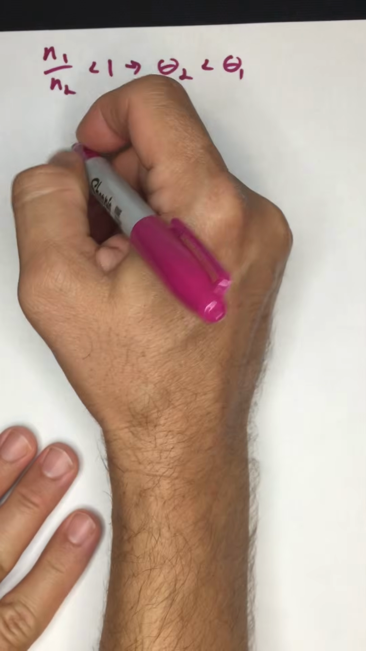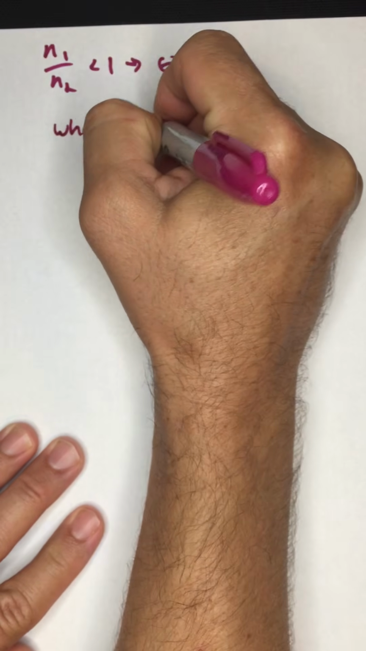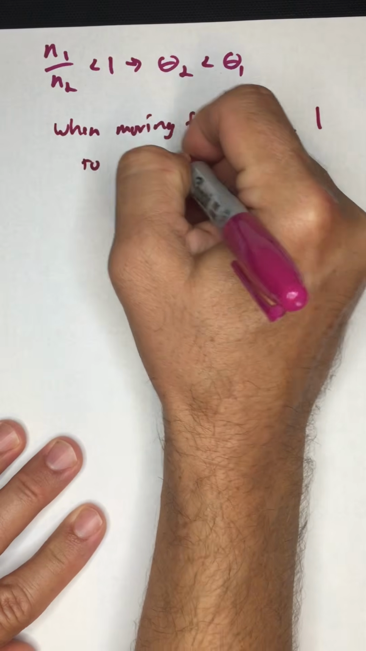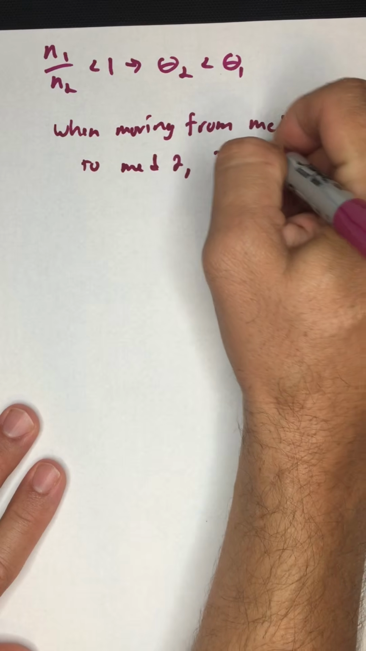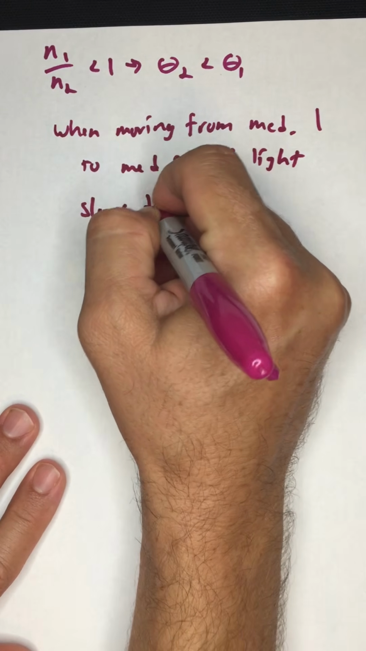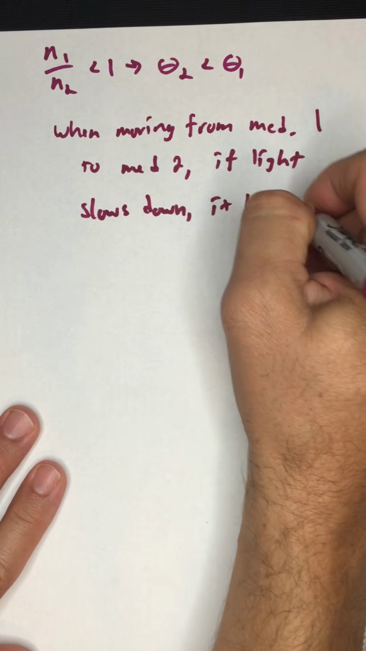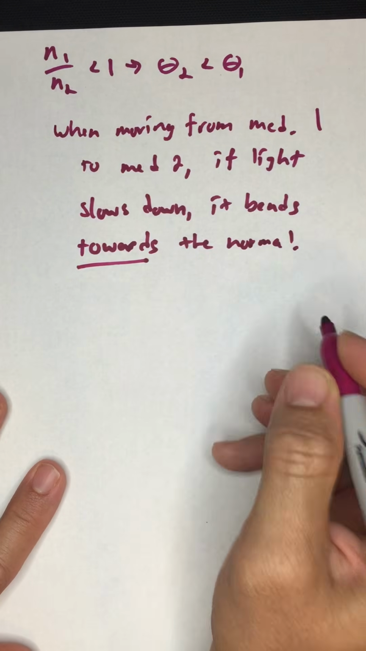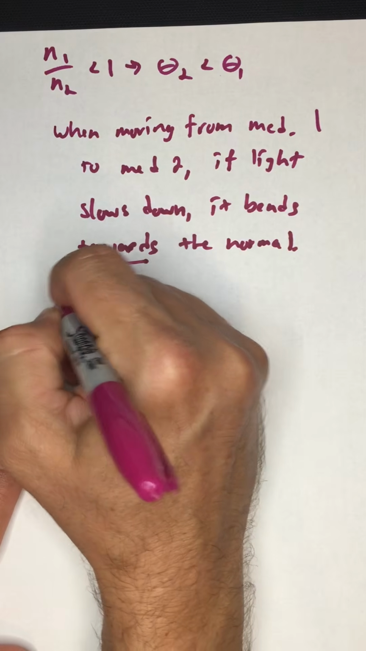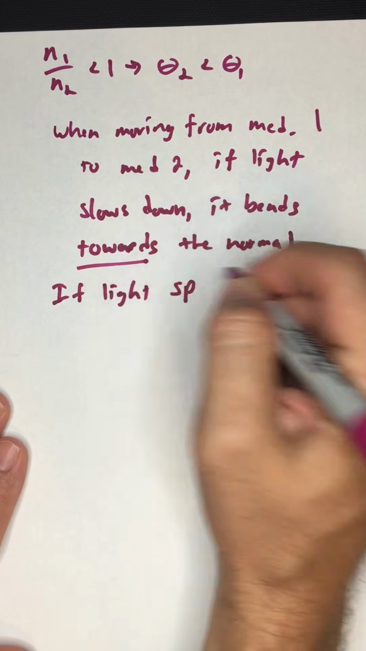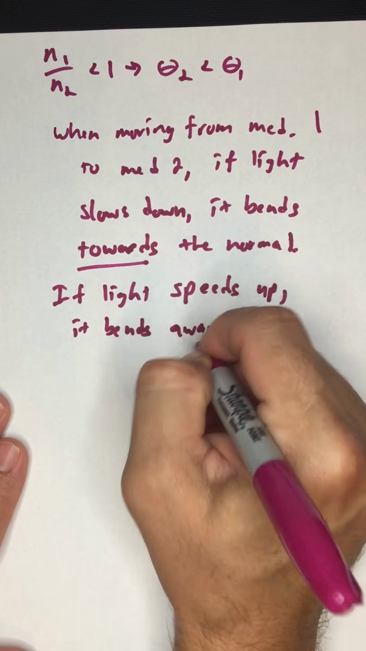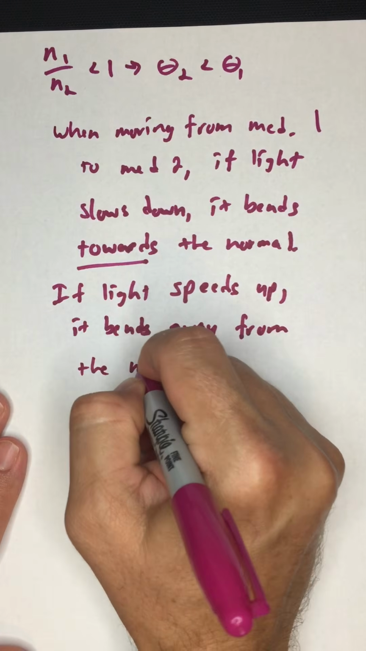Let me write that out, both of those things. When moving from medium 1 to medium 2, if light slows down, it bends towards the normal. If light speeds up, again, moving from medium 1 to medium 2, speeds up, it bends away from the normal.